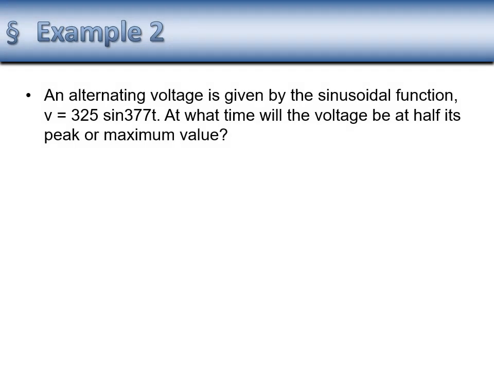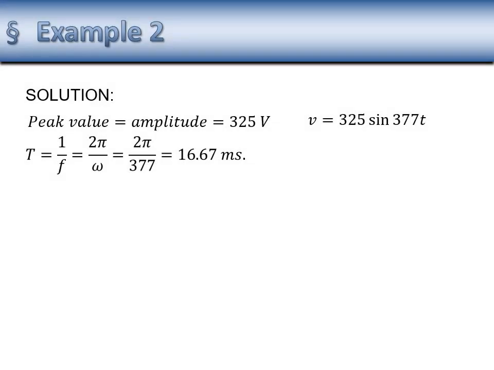Let's have another example about the instantaneous value. Here we have an alternating voltage given by this expression, and we're asked to determine the time when this voltage is going to be half its peak, or half its maximum value. So here is the solution. We know that the peak value is really just the amplitude of the sinusoid, so we have a peak value of 325 volts.